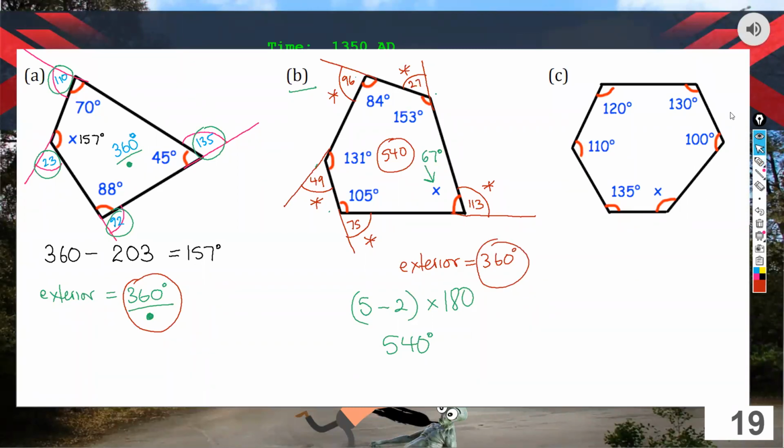All right, so for part C, I'm not going to ask you to calculate the exterior angles. I just simply want the value of X. Notice this shape, I think it's a hexagon. 1, 2, 3, 4, 5, 6 sides. So use the formula to calculate the values of all the interior angles. Then find X.